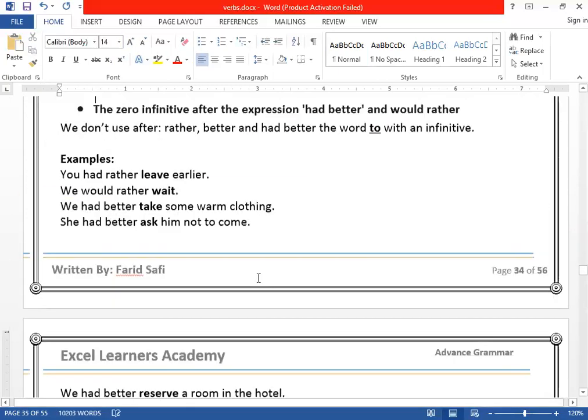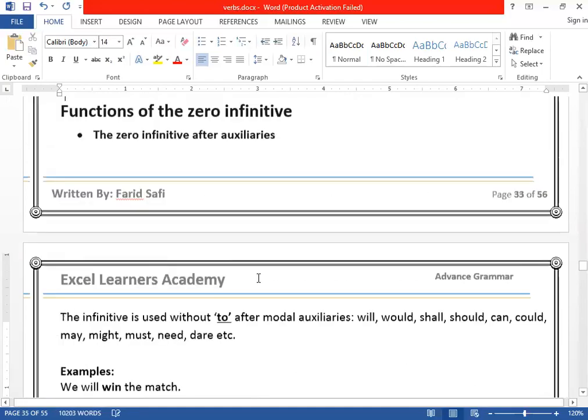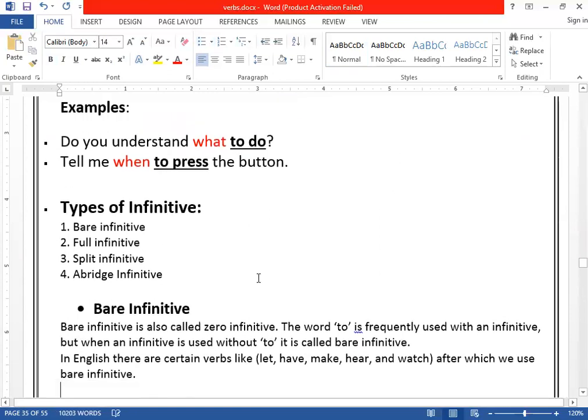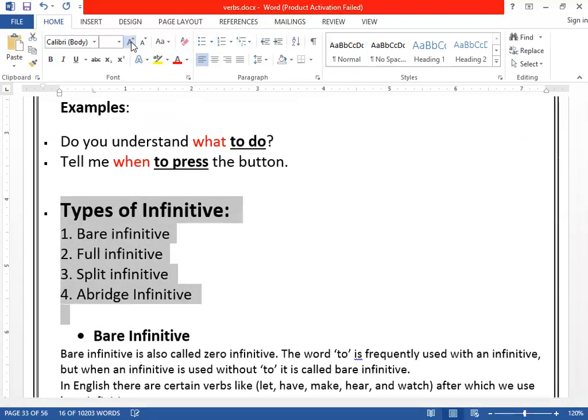The topic we are going to talk about: types of infinitives. Infinitives have 4 types. How many types? 4 different types we will study. Clear? How many types? 4 types.